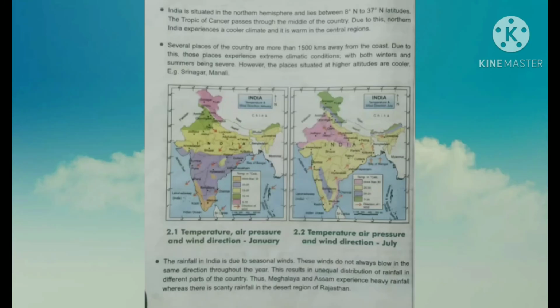India is situated in the northern hemisphere and lies between 8° north to 37° north latitudes. India is located in the northern hemisphere. Equator divides the earth into two parts. First is the northern hemisphere and second is the southern hemisphere. So it lies between 8° north to 37.7° north latitudes. The Tropic of Cancer passes through the middle of the country.